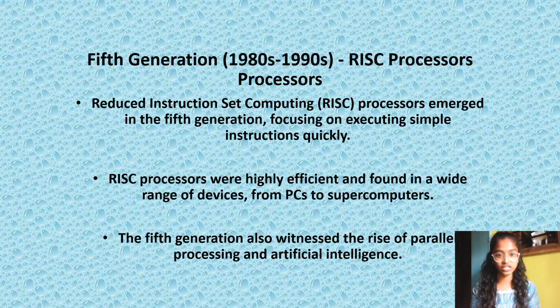Next, let us see the fifth generation. It evolved in the 1980s to 1990s. That is, it has RISC processors, reduced instruction set computing. RISC processors emerged in the fifth generation, focusing on executing simple instructions quickly. RISC processors were highly efficient and are found in a wide range of devices from PCs to supercomputers. The fifth generation also witnessed the rise of parallel processing and artificial intelligence.